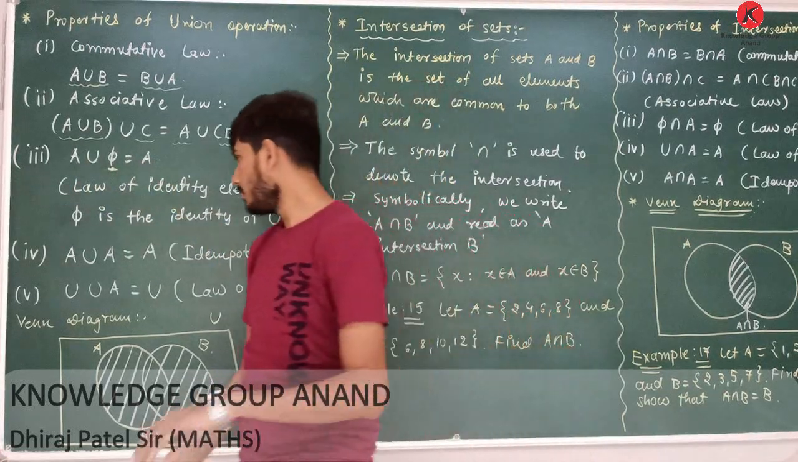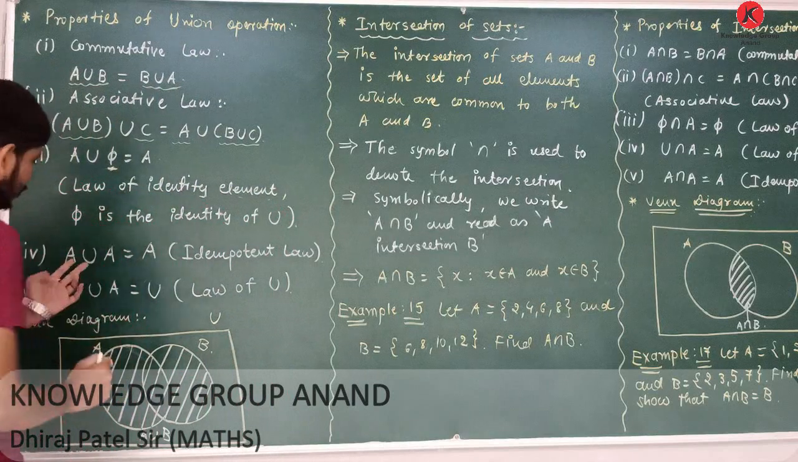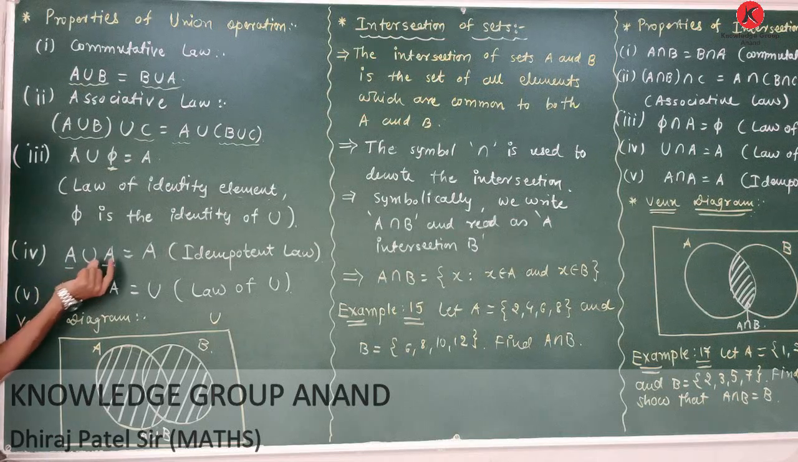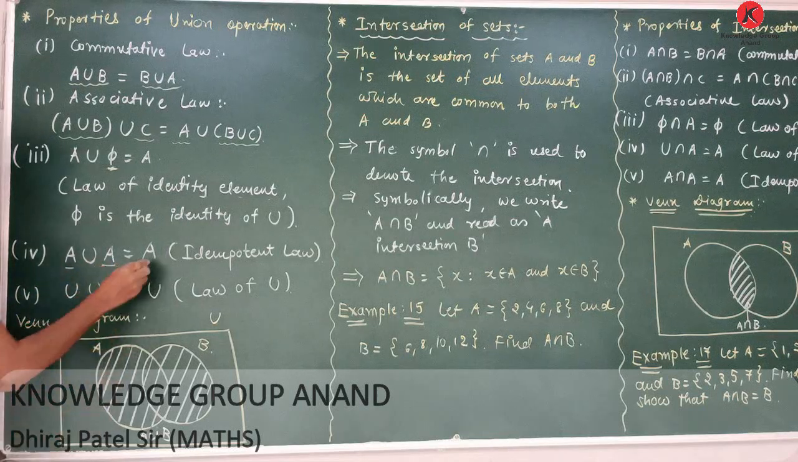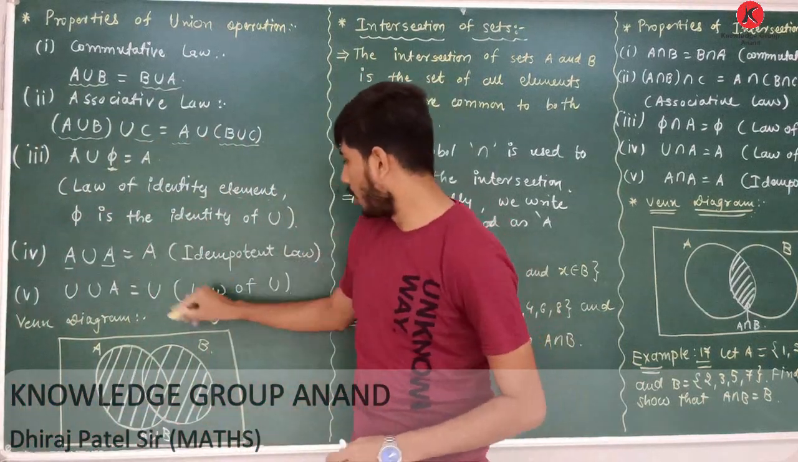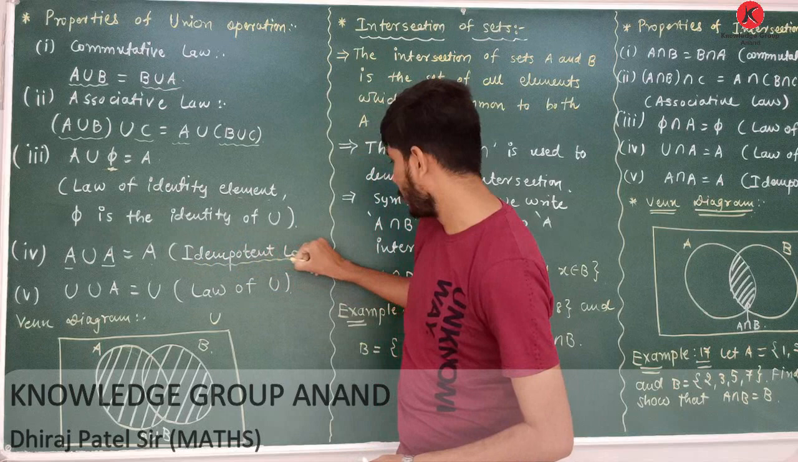Okay? Next one, A union A. So we have to write all the elements of set A and set A, which is set A. This law is known as idempotent law.